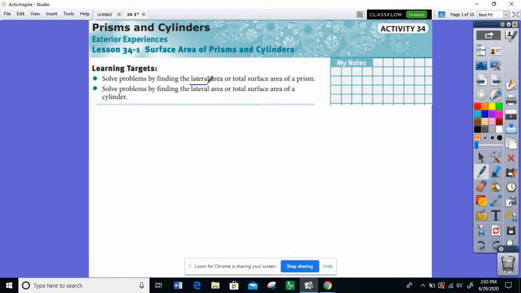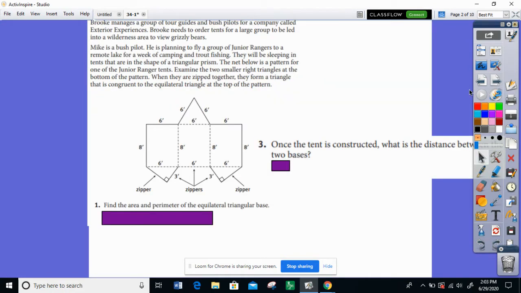In this video, we're going to start going through activity 34, where we're learning about prisms and cylinders. Today, we're going to focus on finding the lateral area and total surface area of a prism and also of a cylinder. So this is on page 495.